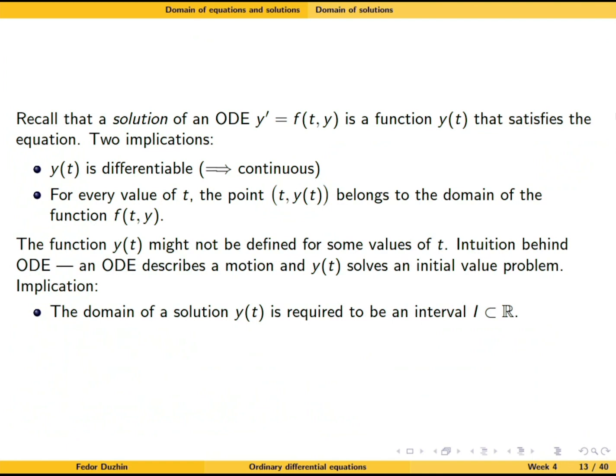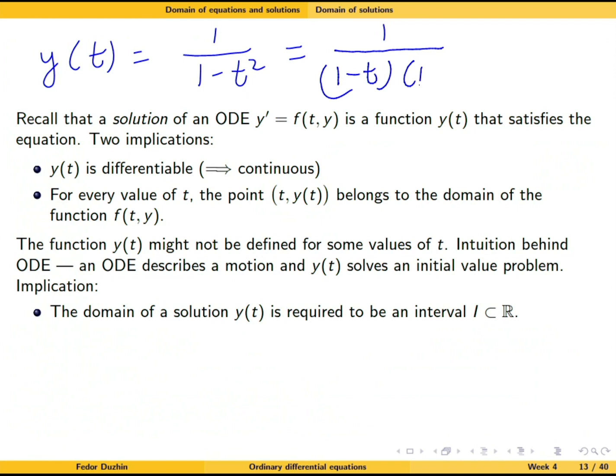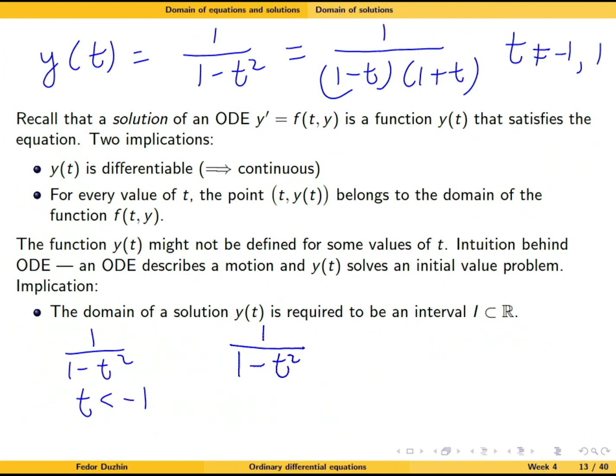Suppose that you solved the differential equation, and suppose that you got the answer y of t is, say, 1 over 1 minus t squared. Right? So, this is 1 over 1 minus t and 1 plus t. But in this formula, t cannot be equal to negative 1 or to 1. Which really means that what we are looking at is not one solution, but rather three different solutions. One of these solutions is 1 over 1 minus t squared, defined for t less than negative 1. Another solution is 1 over 1 minus t squared, defined for t between negative 1 and 1. And the third solution is 1 over 1 minus t squared, defined for t bigger than 1.